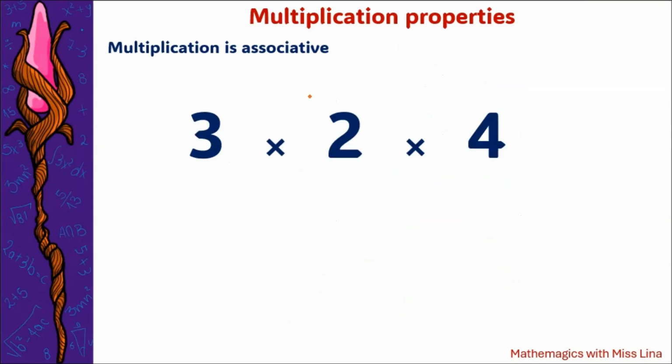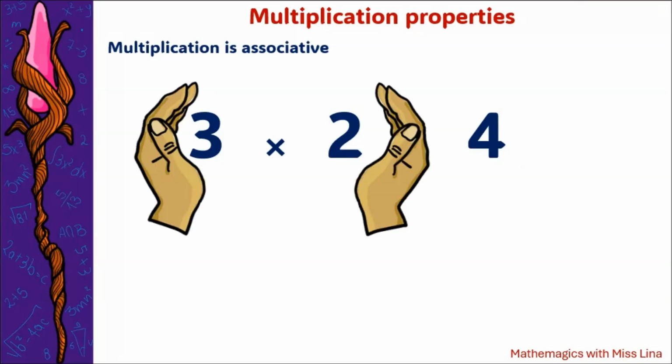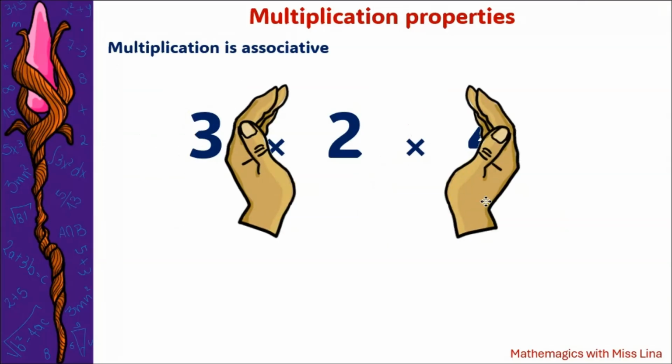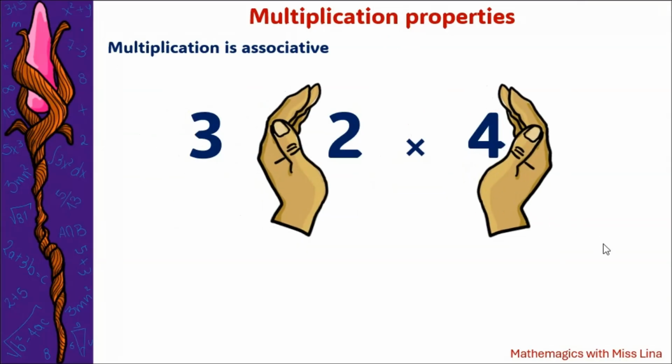The second property is that multiplication is associative. That means that if, for example, you have this multiplication of three numbers, 3 times 2 times 4, you can either do this group or you can do this operation first, like making groups. That's why we use our hands like that.